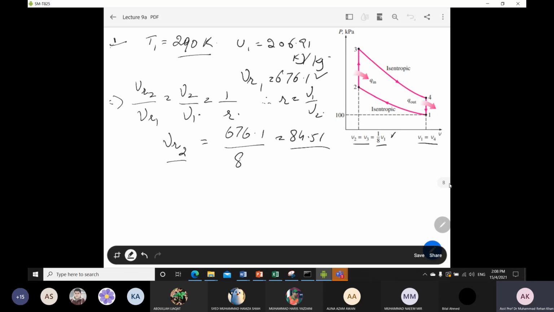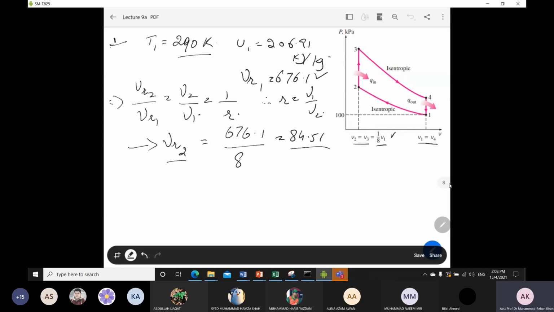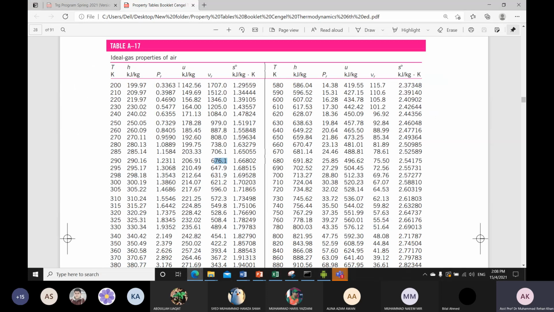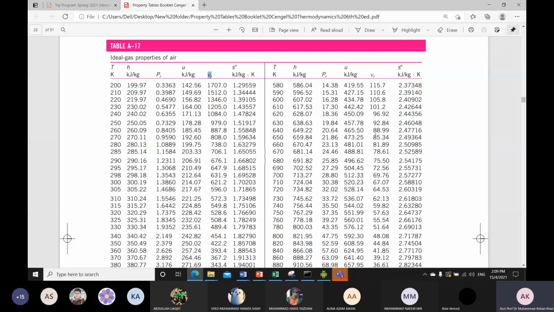Again you have to go to the thermodynamic table and look for the value of relative specific volume at 2, 84.51, and against this value you have to note down your internal energy and temperature. Then you will find the values of T2 and U2 at point number 2. So now we will jump to thermodynamic table A17. You just have to look at the relative specific volume column and find 84.51. You can find that 84.51 is between 81.89 and 85.34, and it is between temperatures 650 and 660.